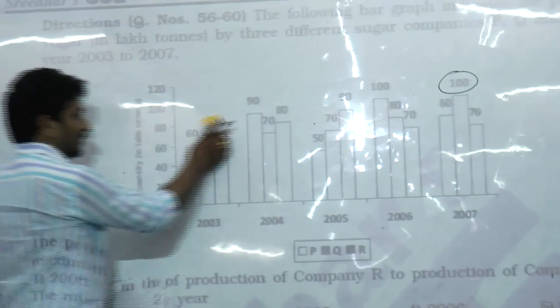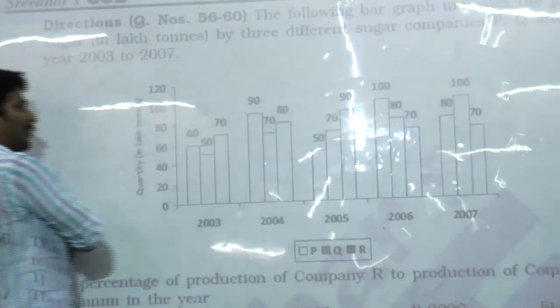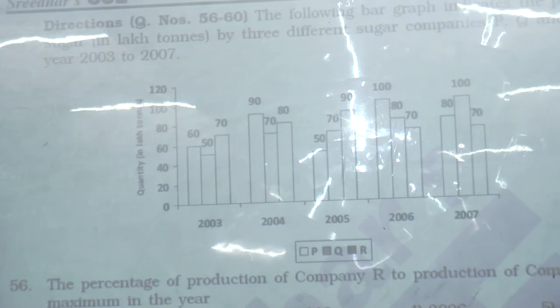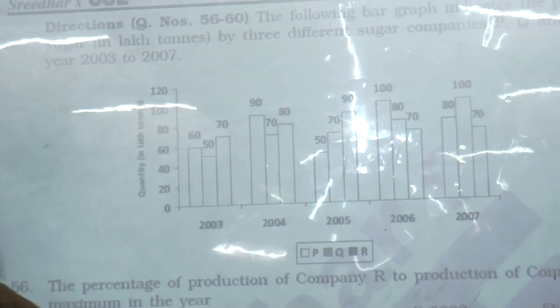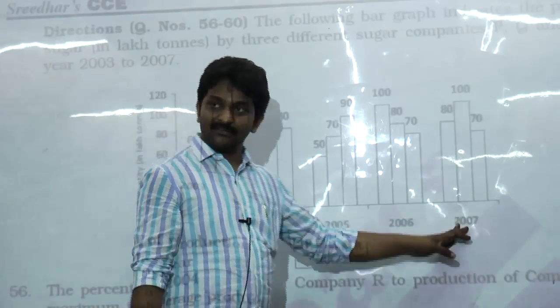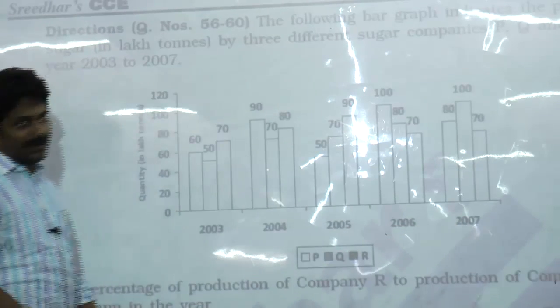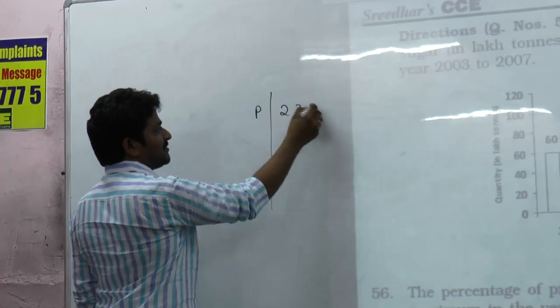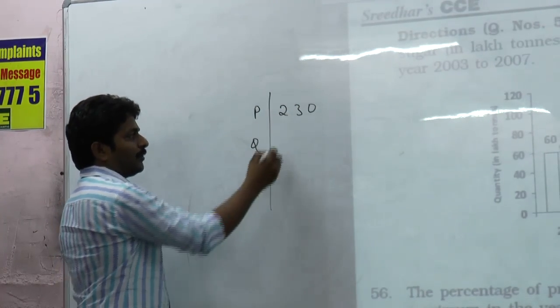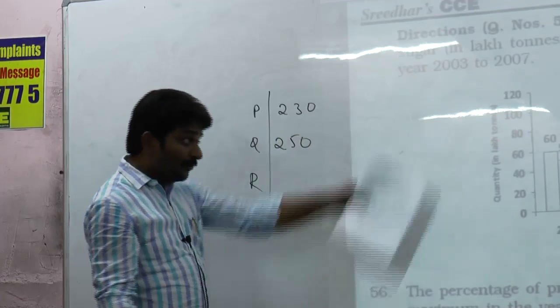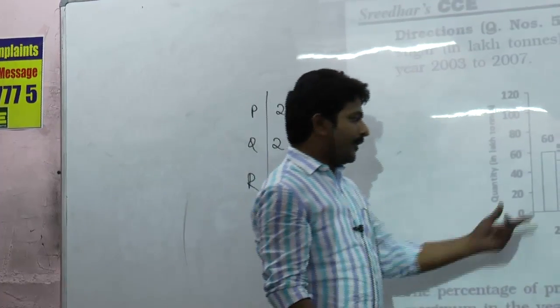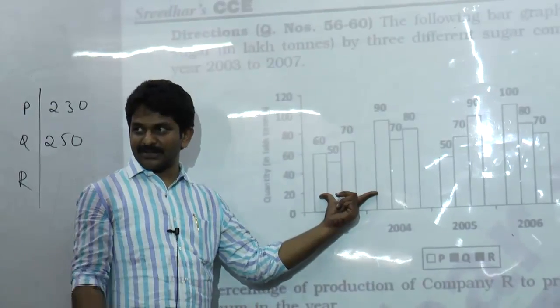Next, the average production over the years from 2003 to 2007 was maximum for which company or companies? If the sum is more, if the total is more, the average will be more. As simple as it is. For P, I think we have already calculated it for 2005, 6, 7. For P, we have already calculated 230. For Q, 250. For the last 3. If you add the first 2, then you will get it for 5 years.